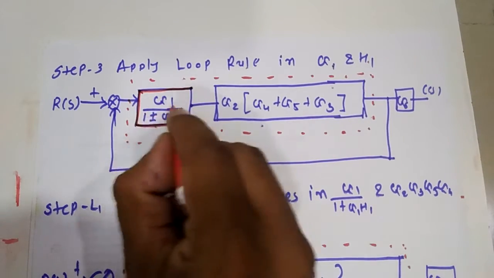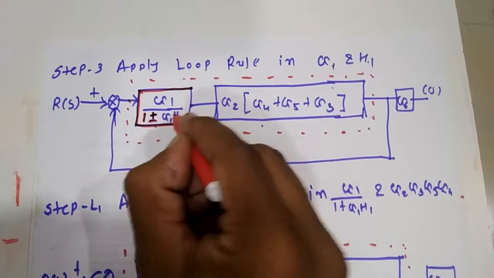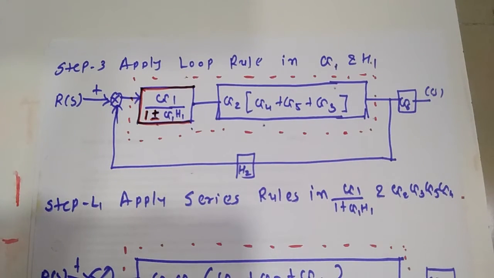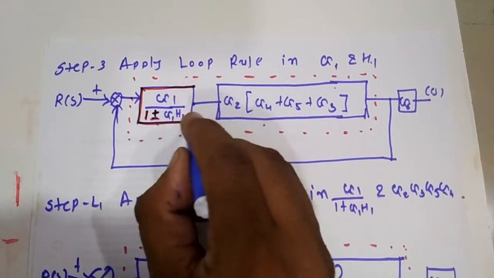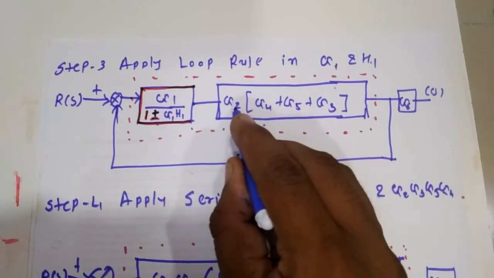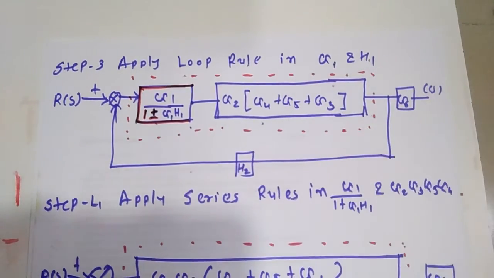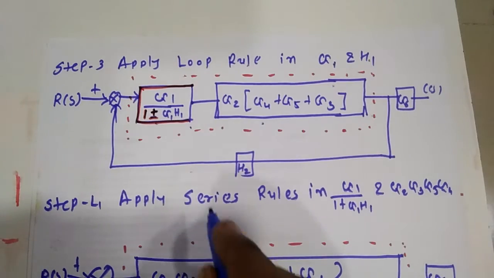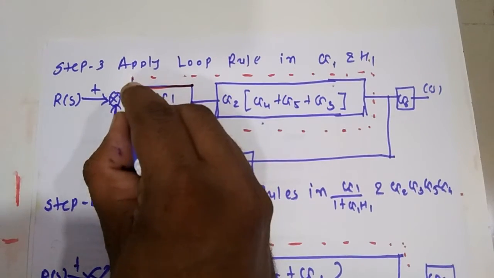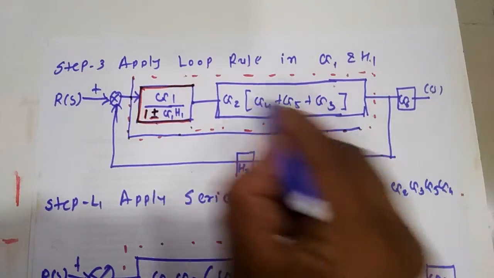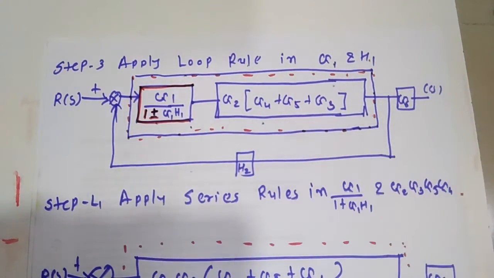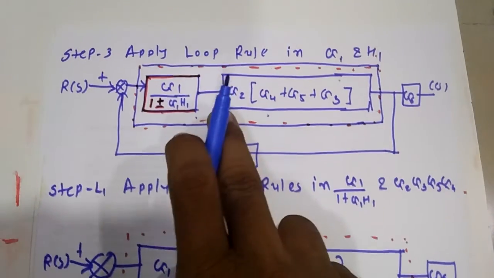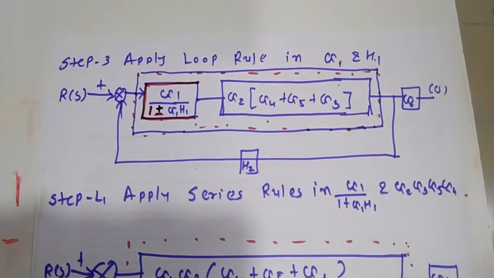So G1 upon 1 plus or minus G1 H1. After that, we see this G1 H1 loop rule with G2, G4, G5, G3. We apply once again the series rule. This is called the series connection. So we apply the series rule to this G1 loop connection plus G2, G4, G5 and G3.